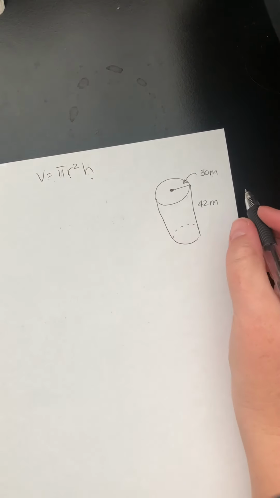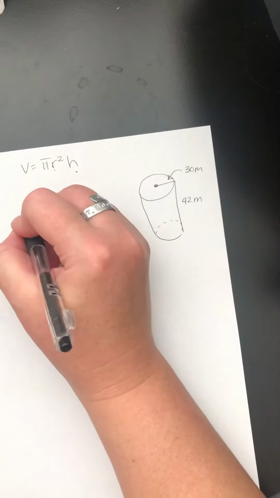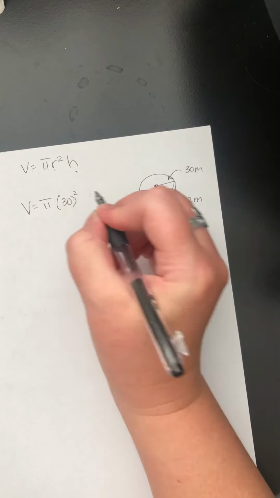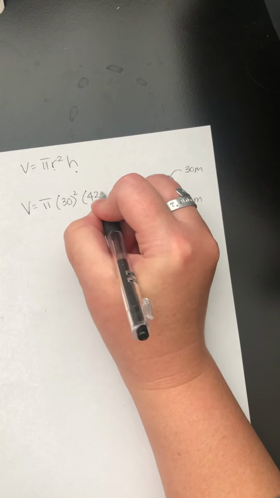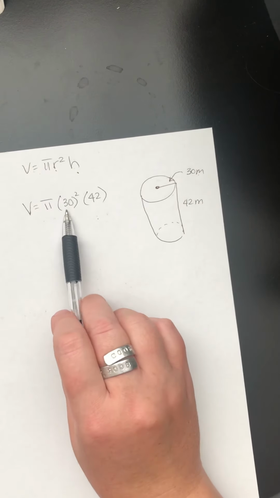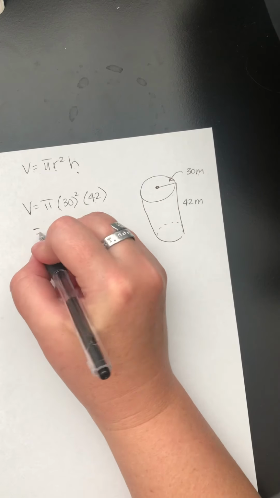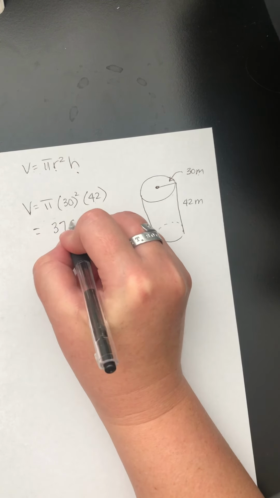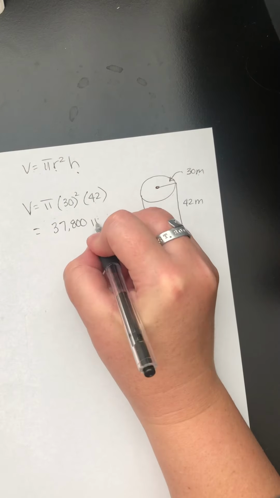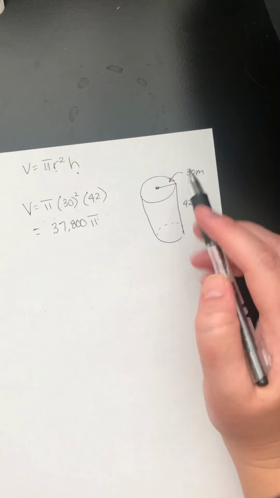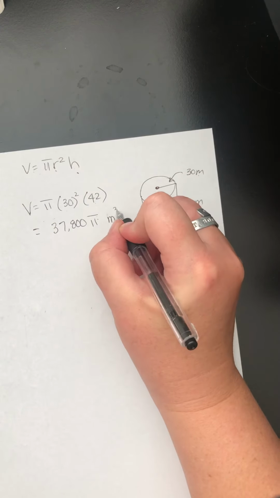Okay, they ask to find the volume of this cylinder. It's pi times the radius, or 30 squared, times the height of 42. It's a big number. You get 37,800 pi. But remember, our units are in meters, and for volume, it's always cubed.